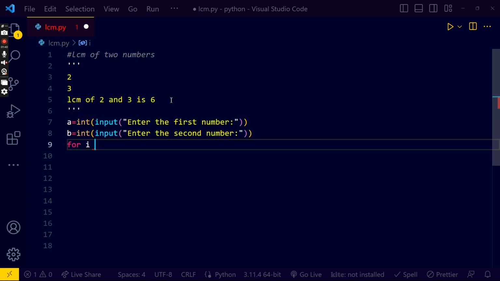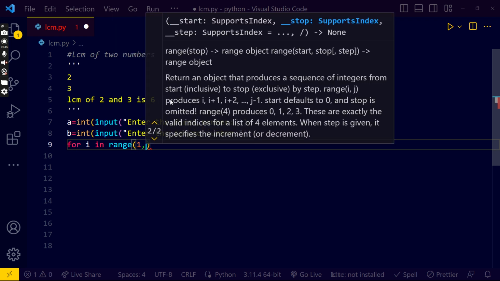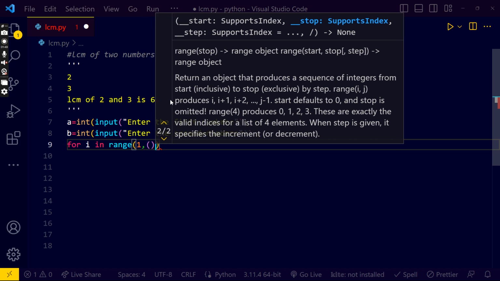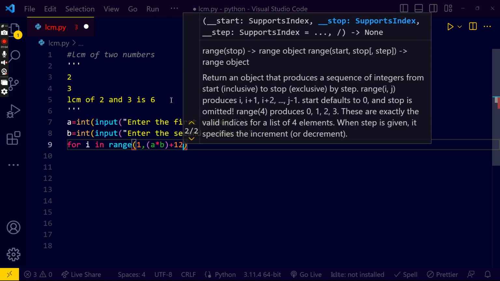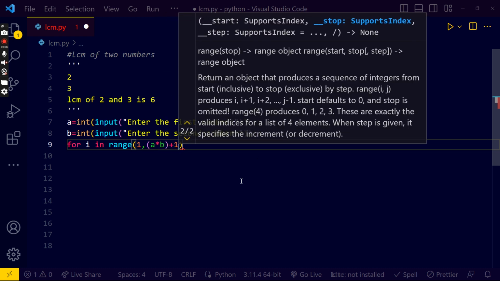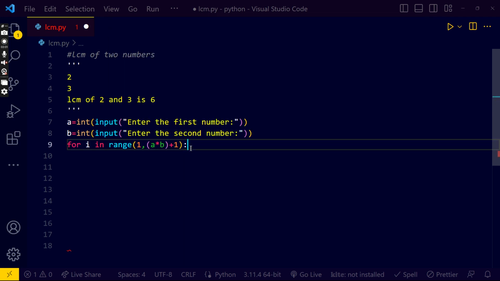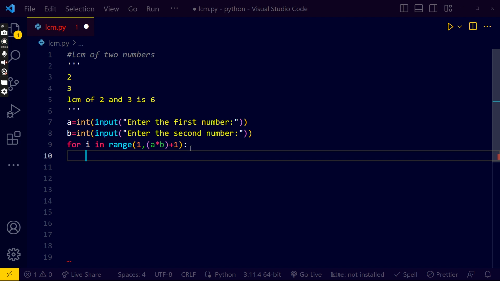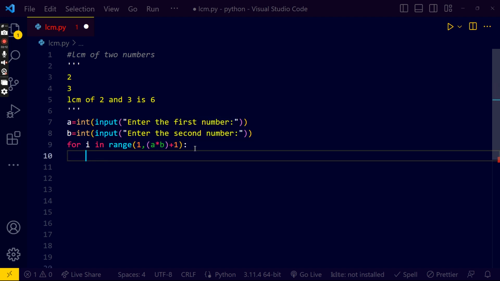See, for i in range of 1 to 6, right? Up to 6 means... I have discussed the range function in previous videos. So I'm writing for i in range, and I'm checking till the multiplication, just see, A star B plus 1.